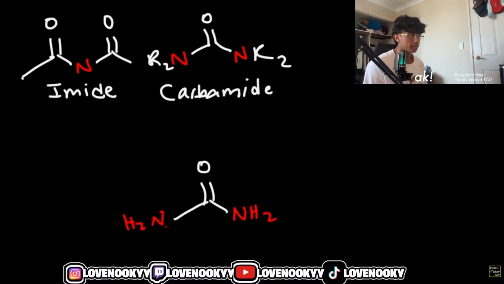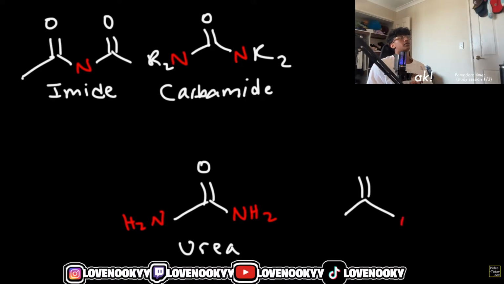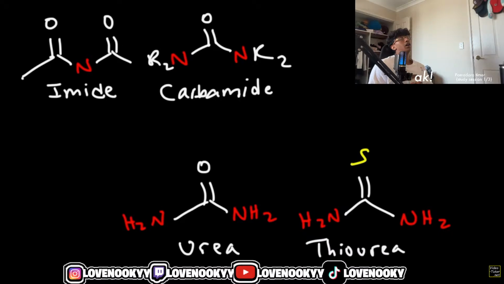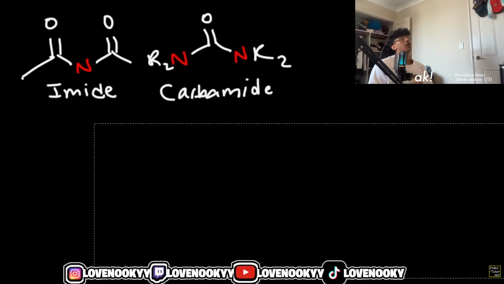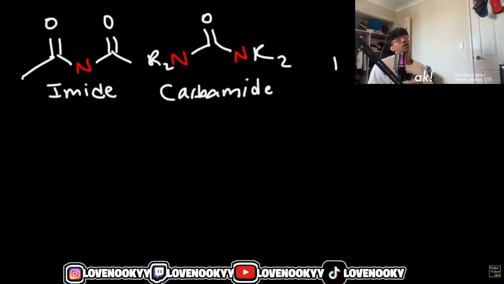So urea is a type of carbamide. If we were to replace the oxygen in urea with a sulfur group, this becomes thiourea. So urea is a carbamide, that's the functional group for that. Now if we replace one of the NR2 groups with an OR, let's make this a different color, what does it become now? So what do you think about that?